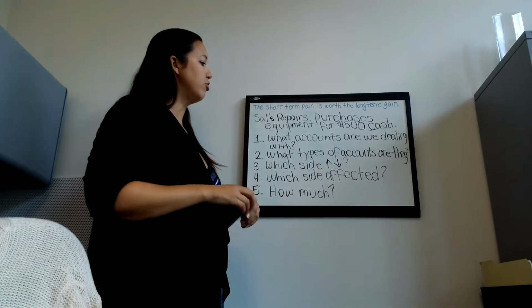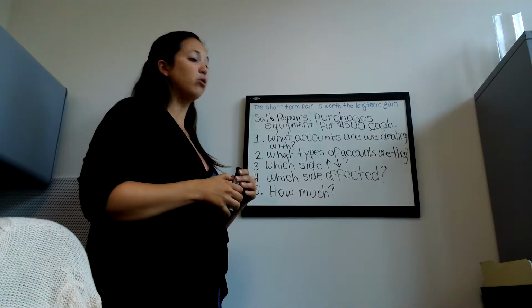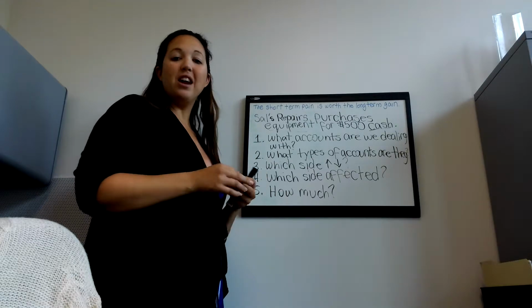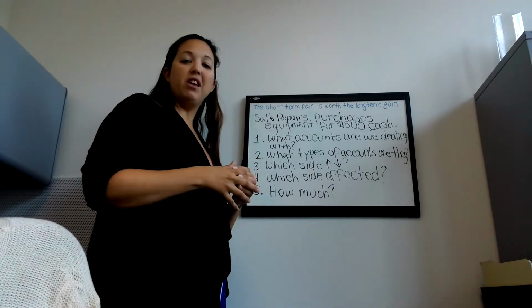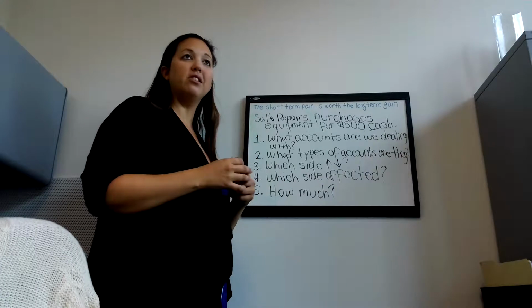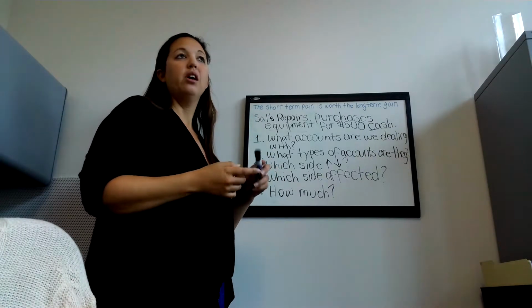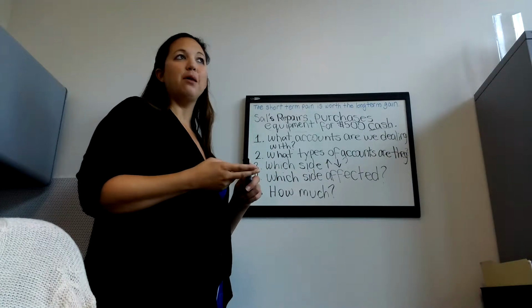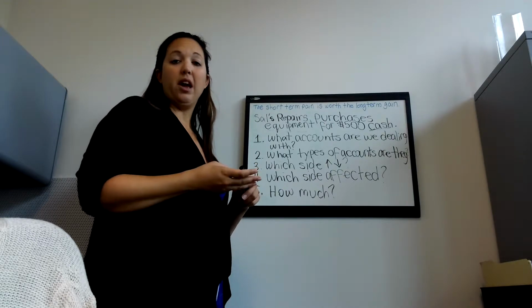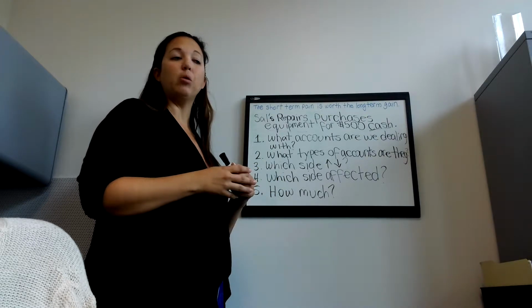The second question is, what types of accounts are they? So now we've identified equipment and we've identified cash. Now we have to decide what type of account. Is it an asset? Is it a liability? Is it an equity account? So what type are we dealing with here?